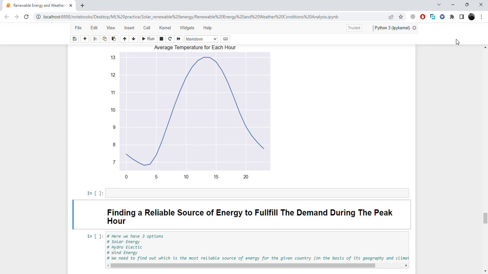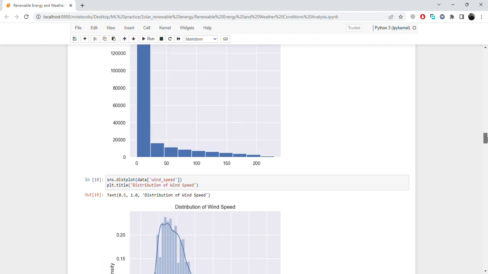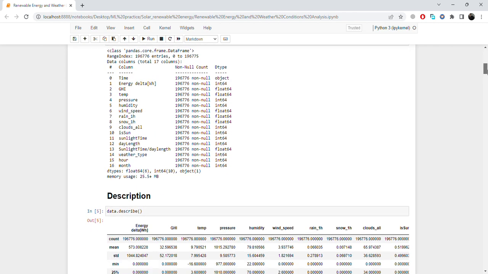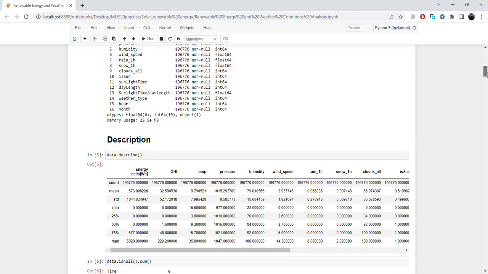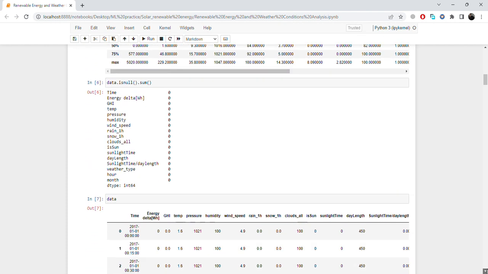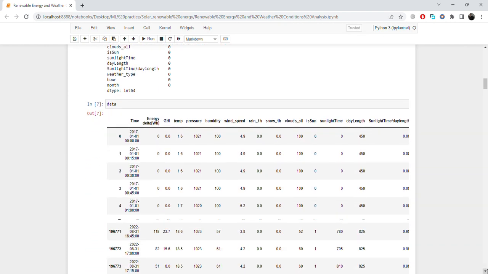And as you know, this is the second part of our analysis, where we analyze the renewable energy and weather condition of a country. Before going to the second part, let's summarize the gist of the first part. First we did the basic things: we imported the library, loaded the data set, and did the statistical things like the description. What we analyzed in the first part is what factors are affecting the energy delta.